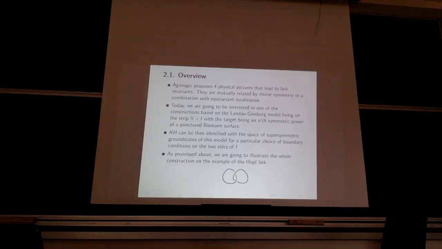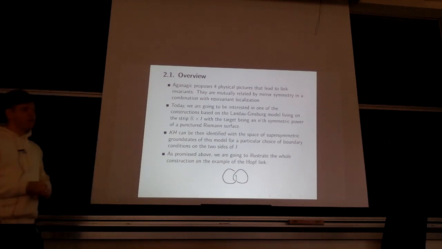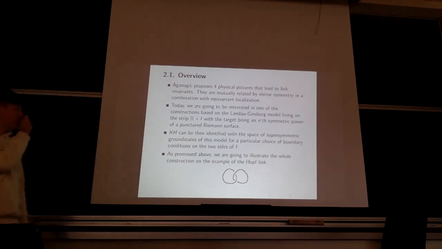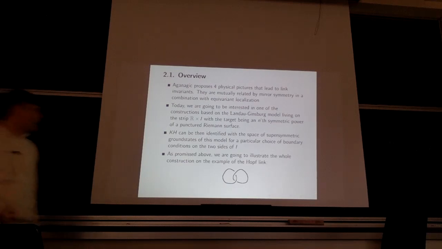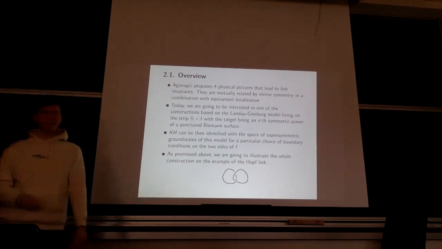So Mina proposes four different pictures actually that lead to link invariants. I'm not going to review them. They're mutually related by mirror symmetry in combination with some equivariant localization. Mina gave multiple talks on that, so I'm not going to dive any deeper. And today we'll be interested in one of the constructions based on some calculations in a Landau-Ginzburg model, living on a strip, with the target being the n-th symmetric power of a punctured Riemann surface, where the Khovanov homology or the homological invariant is going to be identified with the space of supersymmetric ground states of this model, with a particular choice of the boundary conditions on each side of the strip. And as I promised above, I'm going to illustrate the whole construction in the example of the Hopf link.